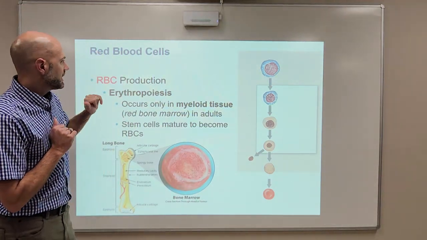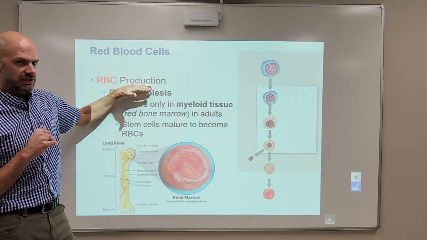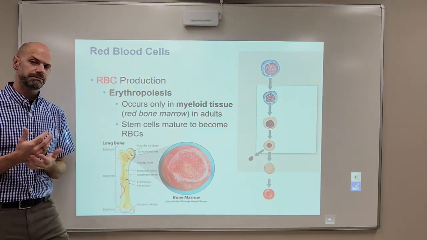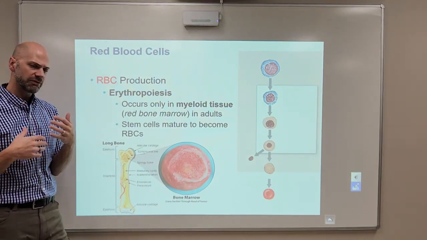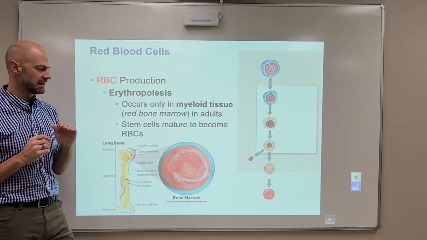let's continue talking about red blood cell production. Where do red blood cells come from? Okay, where are they derived from? They're derived from a special type of stem cell that is in bone marrow.